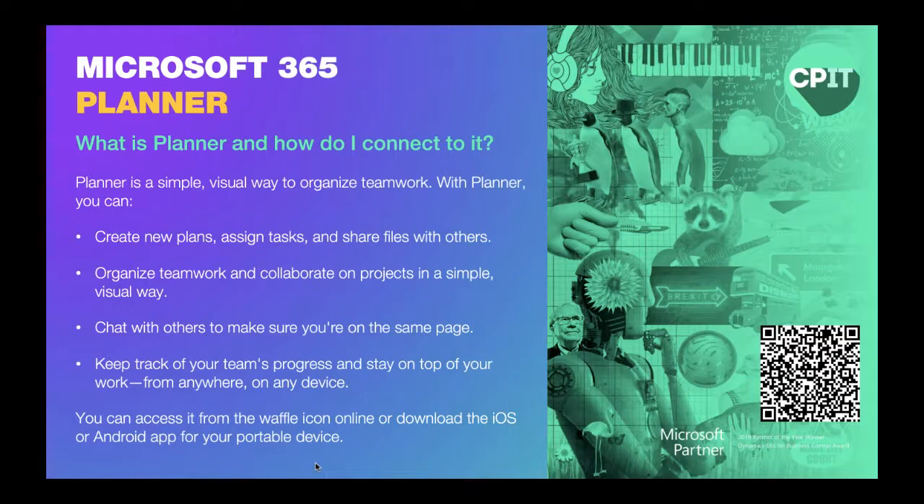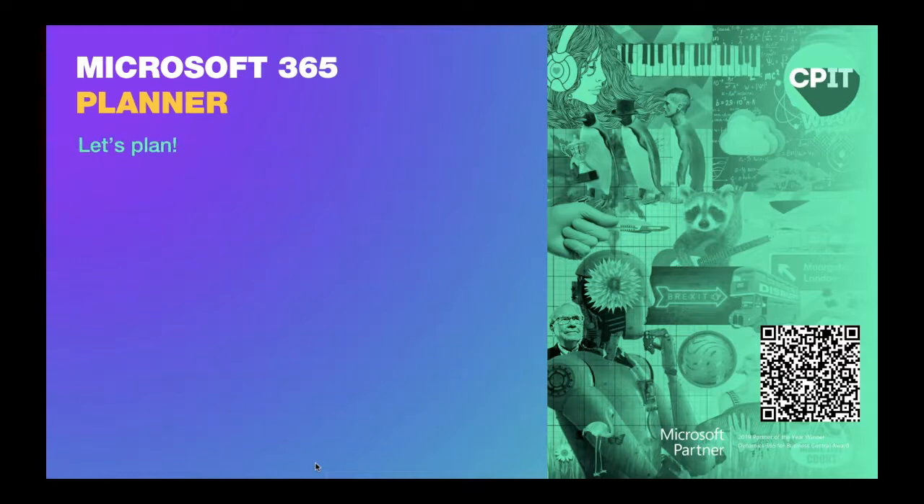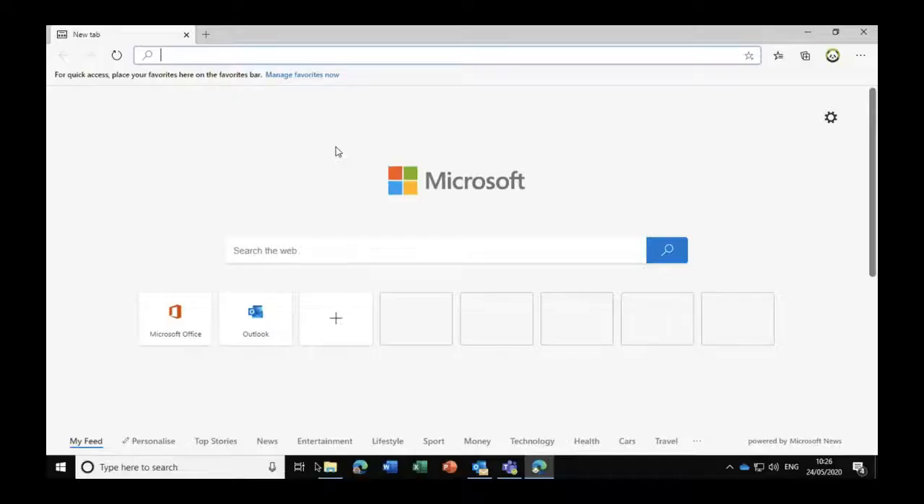You can access it from the waffle icon. Now, the waffle icon is something that you will hear a lot in Microsoft land, and I'll tell you exactly what that is in a sec. And then, like it says, you can download the iOS or Android app for your portable devices as well. So let's have a look at how we can start using Planner.